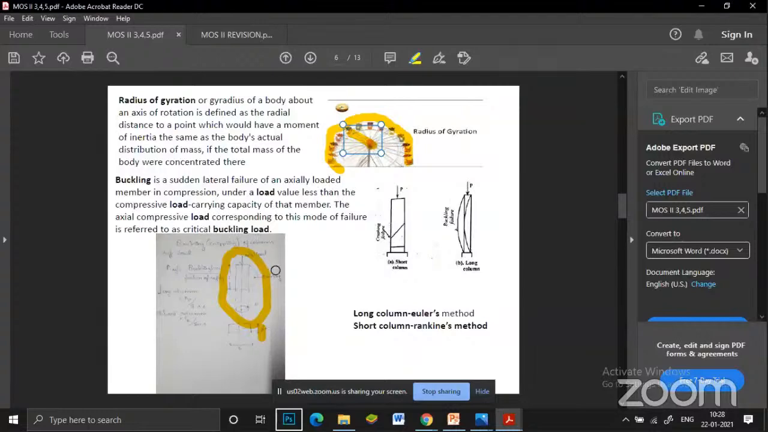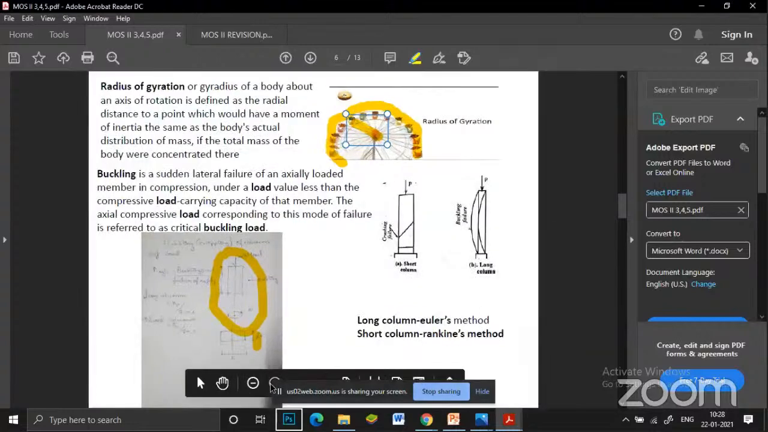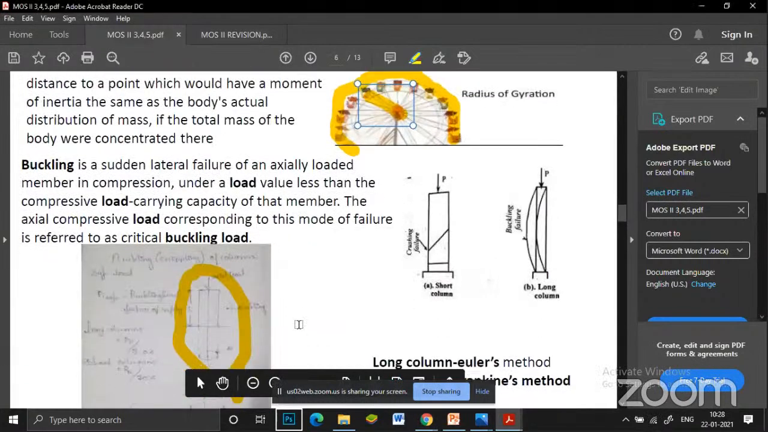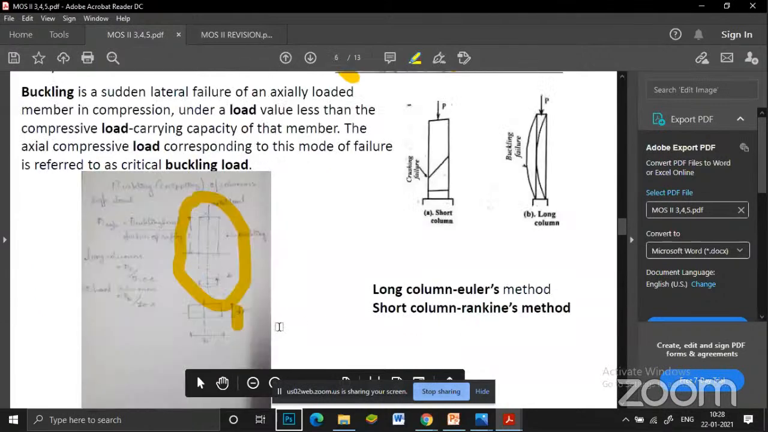Then what is buckling? Buckling of columns. It is a column, whether a circular column, a square column, or a rectangular column, whatever the geometrical shape. If the axial load is applied at the center point and the load is greater than the column can bear for its length, that is the case of buckling.